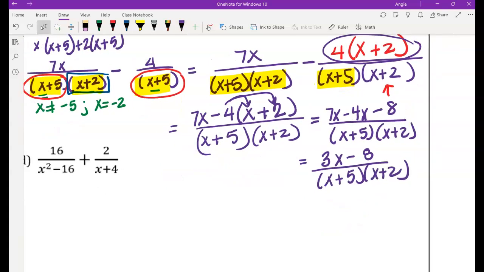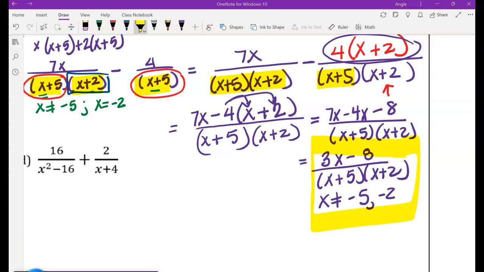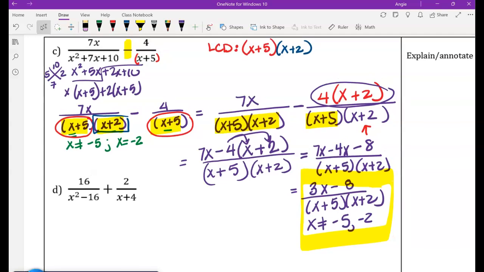Then copy down your restrictions. x can never ever be negative 5 or negative 2. Since 3x minus 8, students, your numerator, cannot be factored, that's as far as we can go. But let me pinch this in so you can see the entire question.